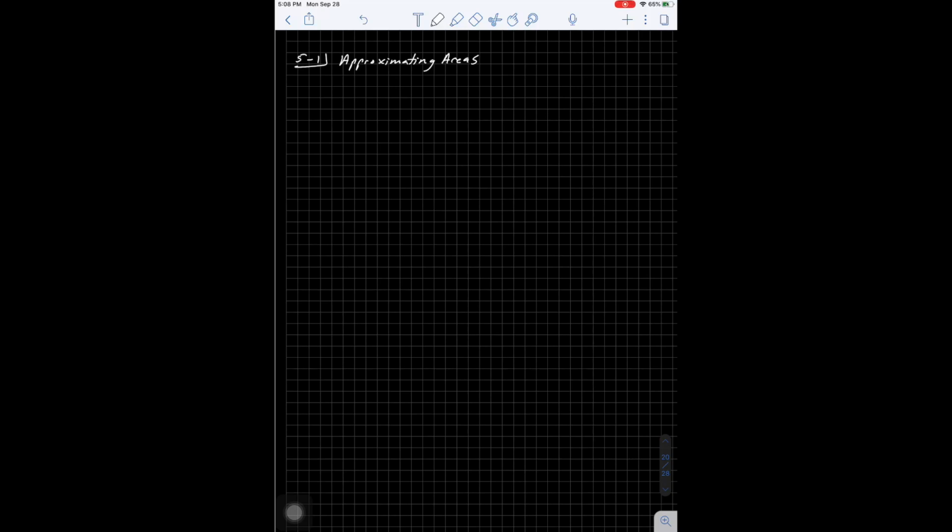Today we start chapter 5, and this is the second major theme in calculus. We are now transitioning from derivatives to finding the areas under the curve. We'll get to that in a minute, but before we do, we need to set up a little bit of notation so we can talk a little more fluidly about the areas.